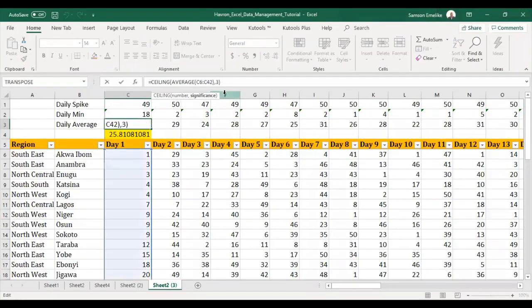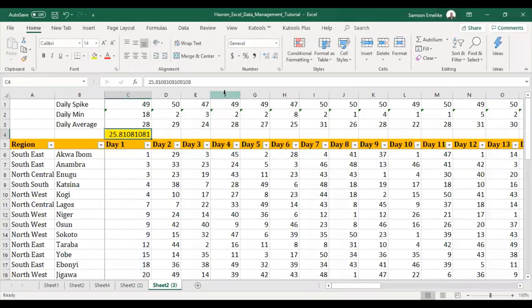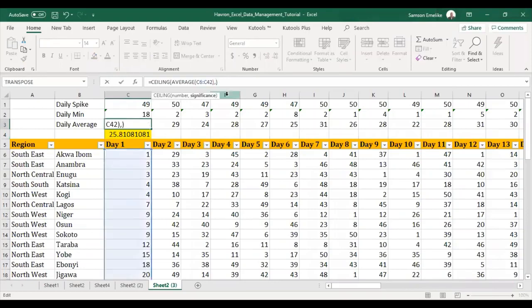it's 27 now. If we put 4, it's 28. Can we see what's happening? As we are changing this, 5, it's 30. So I need somebody to tell me, I can't remember what the significance function is. No, ceiling function and average are not the same, please. Ceiling is the closest whole number of significance. That's what I want to find out.